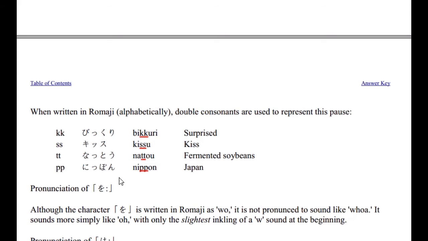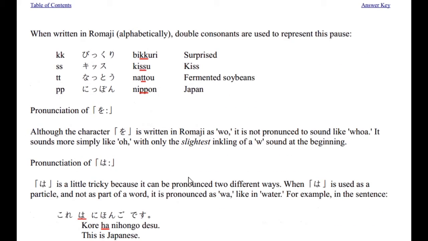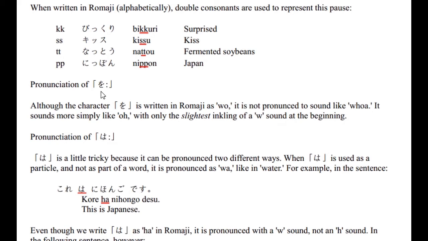And it may not seem like a big deal, but getting the pause in is very important because you might inadvertently say a different word, or someone might not be able to understand what you're trying to say. If you mean to say nippon and you say nippon, people might have a hard time catching what you're trying to say. So really focus on getting that pause. Nippon, kissu, bikkuri, natto. It might seem a little strange at first, but it's a very important part of the language. So, practice.